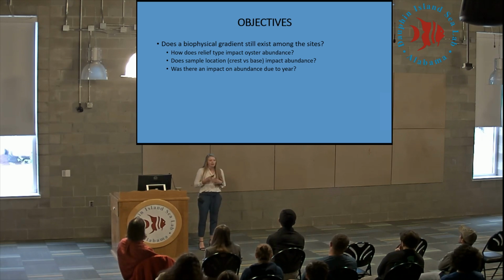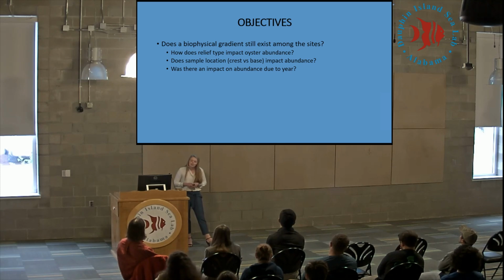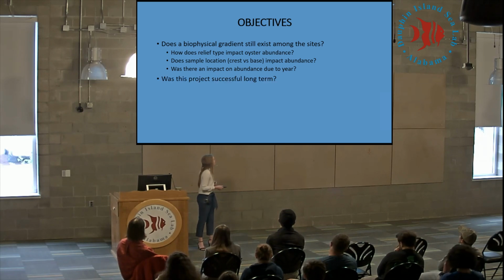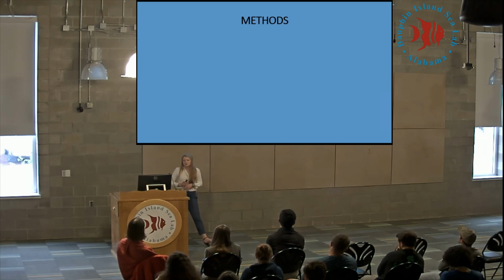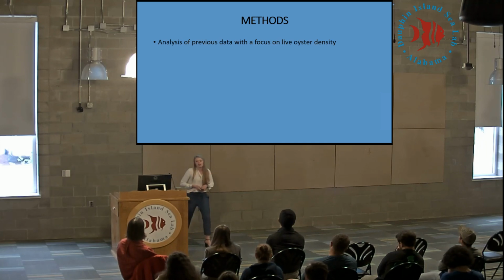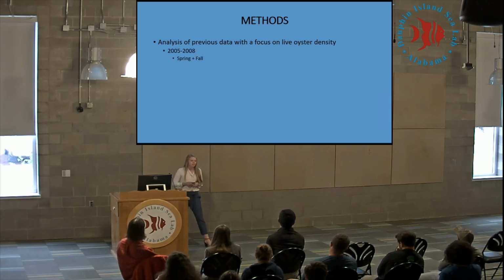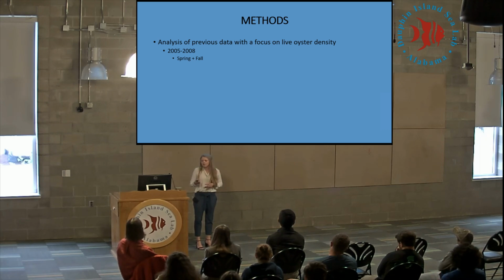I want to also look into relief types, so looking at high relief versus low relief, seeing how that's going to impact abundance. Also looking at sample location on that particular reef. So looking at a high relief reef, what's going to be better, crest versus base samples, where are more oysters going to be present. And then also looking at it over the years. So we have lots of samples because this has been a monitored project. So looking at the yearly variation.